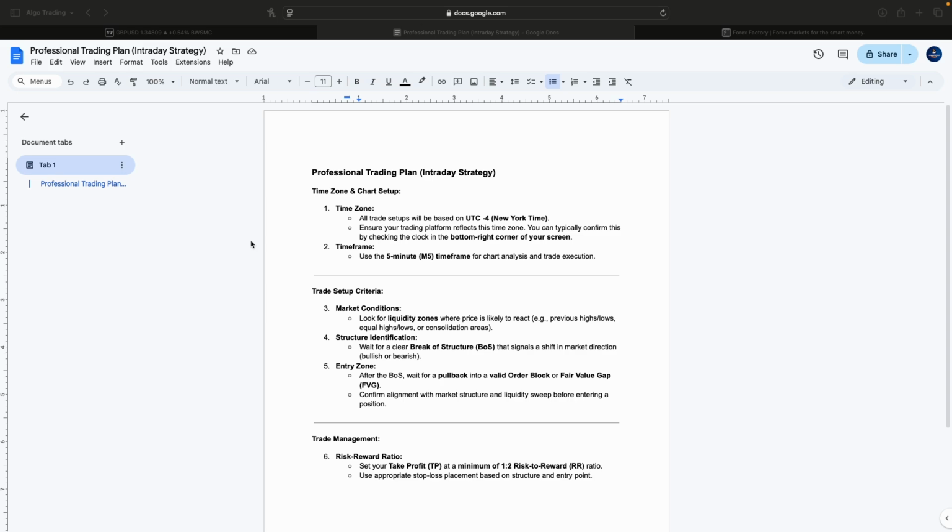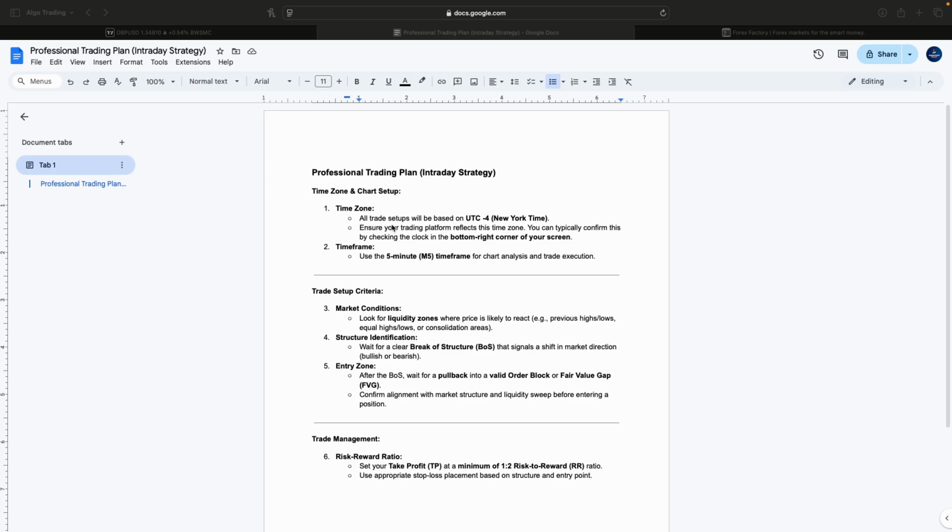Strategy is super simple, and if you do follow it, you'll be guaranteed to pass your very own challenge and potentially get your own payout if you do follow it correctly. So this is a professional trading plan, and I've made this for you guys. So let's go to the time zone and the chart setups.